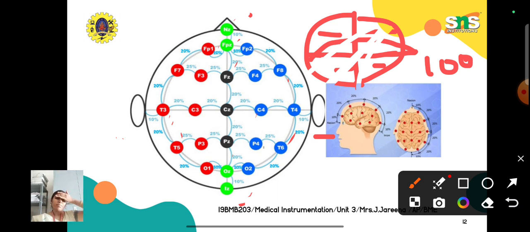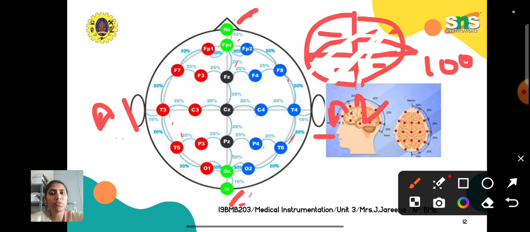Okay, so first prefrontal, then frontal. That is the extra thing you have to consider here. First, you have to fix the 4 skull landmarks: N, T, I, and then A1 and A2. These are the 4 landmarks you have fixed, and you have to give labeling like this.